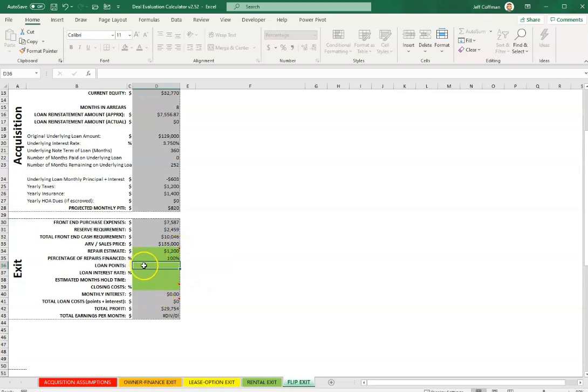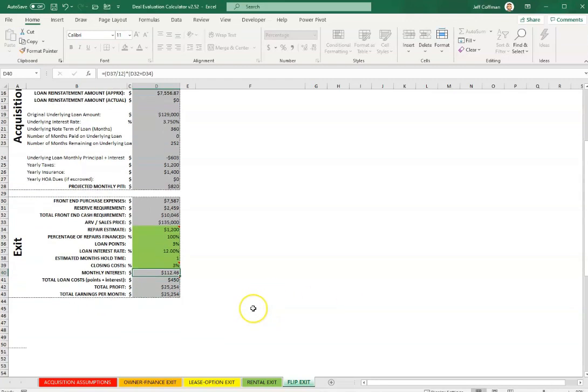If there are any points for that money that you borrowed, let's say there's 3 points, and that loan interest rate, let's say it's 12%, and estimated months of hold time while you do the repairs, $1,200. I mean, you're talking a month, maybe not even a month. You're talking a weekend, really, but I'll put a month there just to be safe. And then if you have closing costs on this loan, you're going to put those here. I'm going to say, let's say 3%.